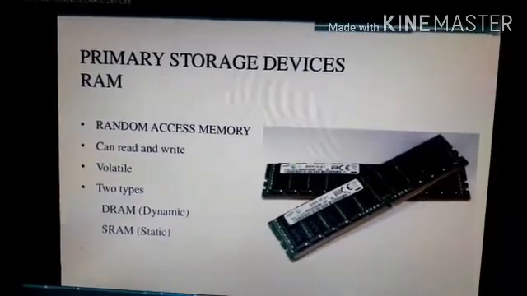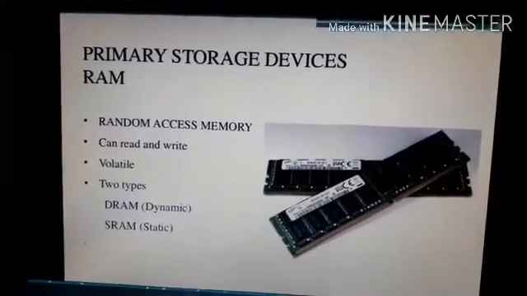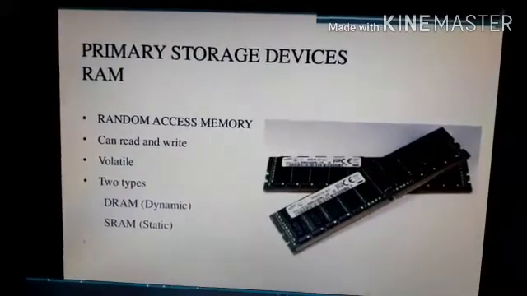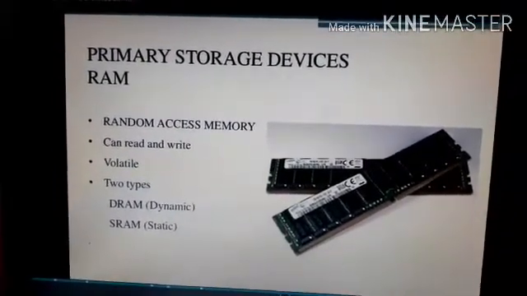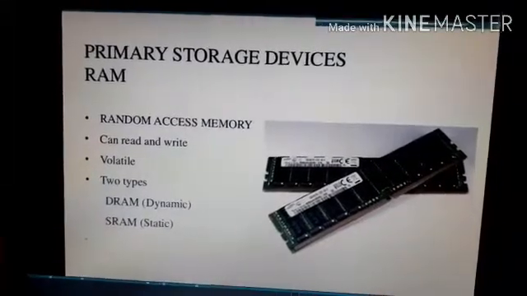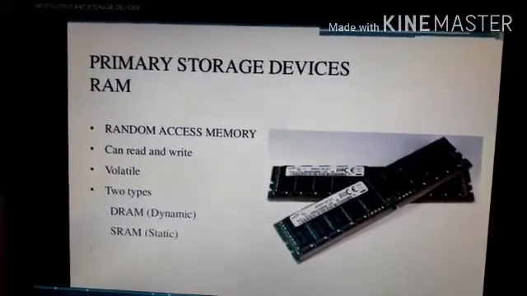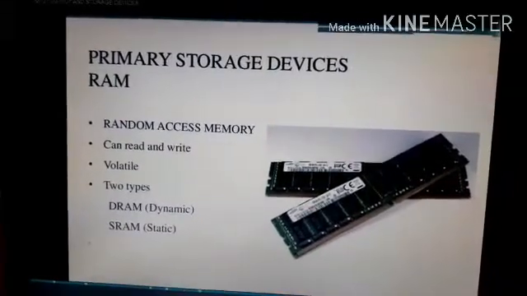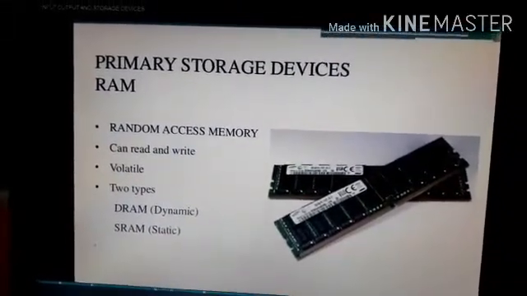When you switch on the computer, it stores the data. The data comes from the ROM into the RAM, and when the light is off, the data goes from the RAM, but it is still on the ROM. So ROM is a permanent memory and RAM is a temporary memory. I hope you understand.